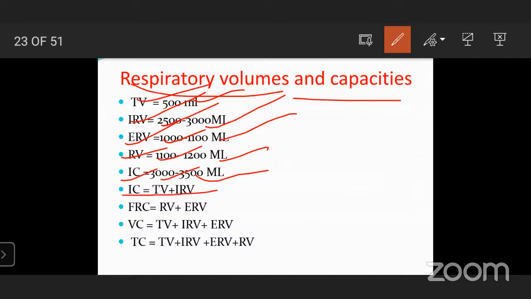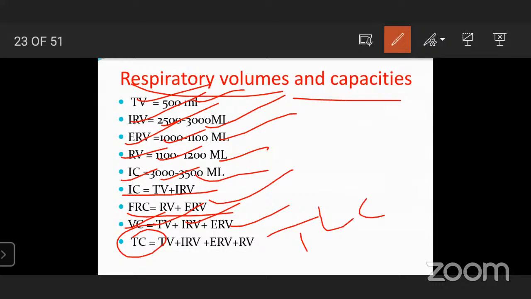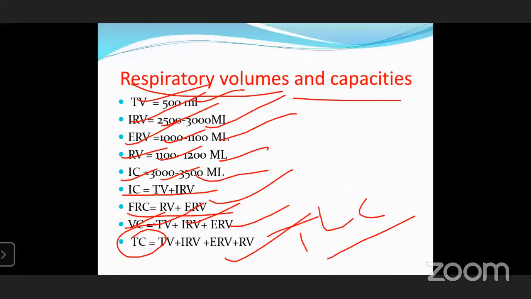IC is equal to TV plus IRV, and FRC is equal to RV plus ERV, and VC is equal to TV plus IRV plus ERV. Right? And next one, sir, this is the TLC, not TC, TLC, total lung capacity: TV plus IRV plus ERV plus RV. These are very important for the examination. Respiratory volumes and capacities. Please concentrate on this.